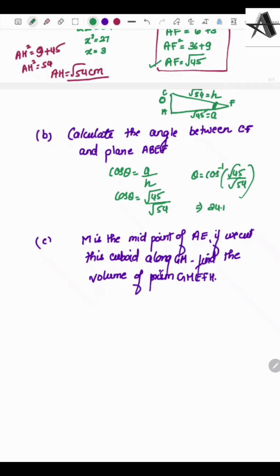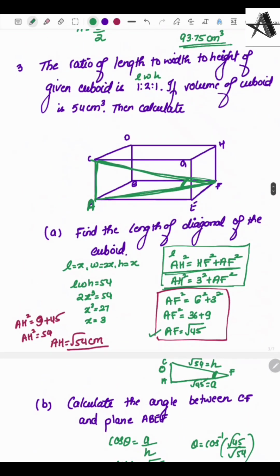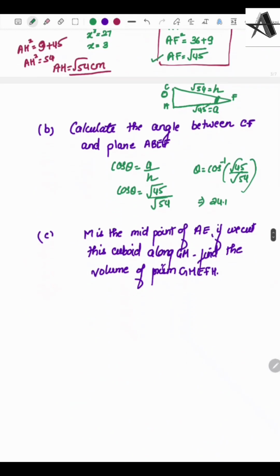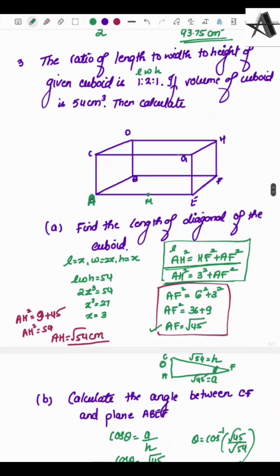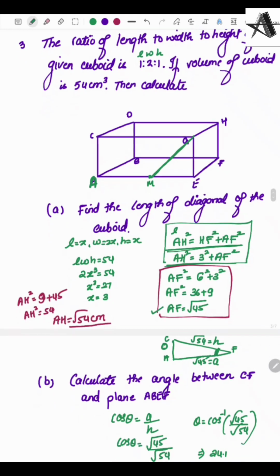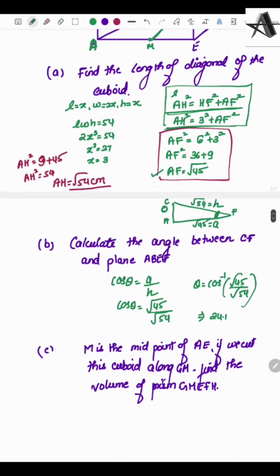Now M is the midpoint of AE. AE is this one. M is the midpoint. Then it says, if we cut this cuboid along GM, find the volume of prism GFH. Along GH, this is GH. And if we cut this along it, what will be the volume of this prism?